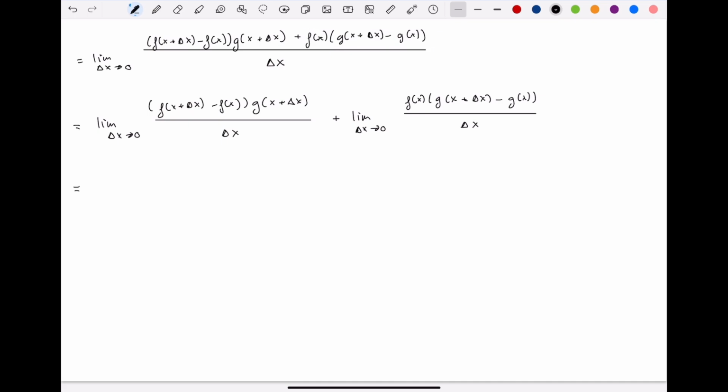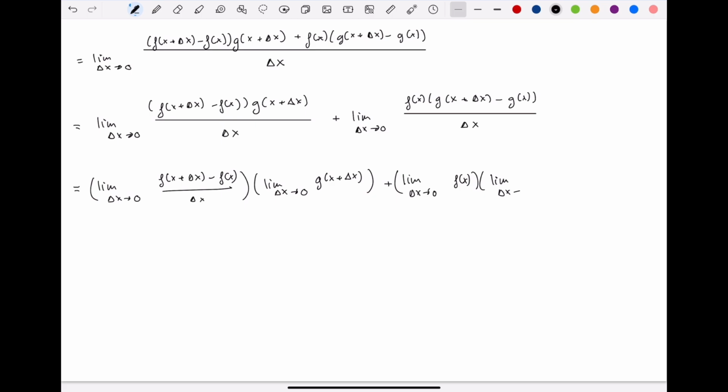Now, if we also remember how we can treat limits, we know that if we have two limits that are getting multiplied by each other, or two parts of a limit that are getting multiplied by each other, we can rewrite this as the limit as delta x approaches 0 of our first part, which is f of x plus delta x minus f of x, all of that over delta x, times the limit as delta x approaches 0 of g of x plus delta x, plus the limit as delta x approaches 0 of f of x times the limit as delta x approaches 0 of g of x plus delta x minus g of x over delta x.